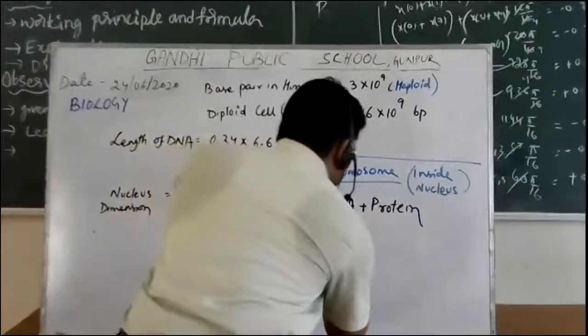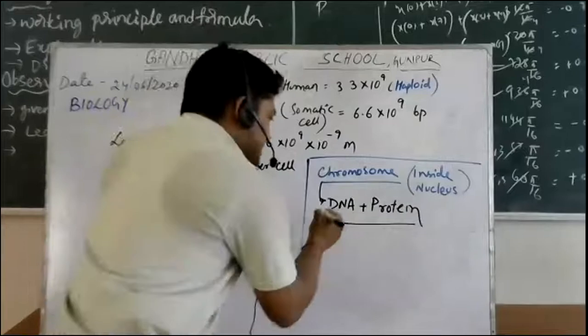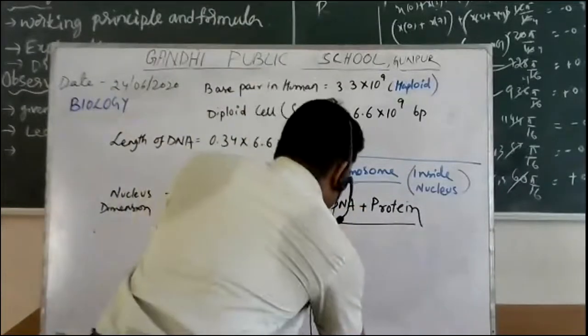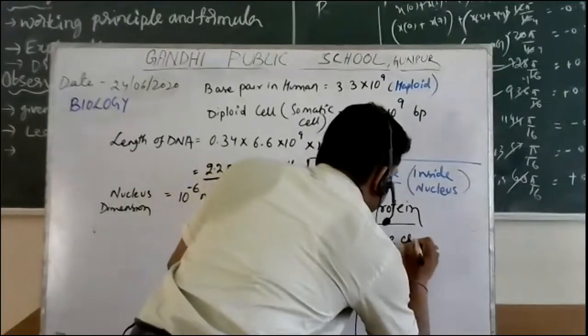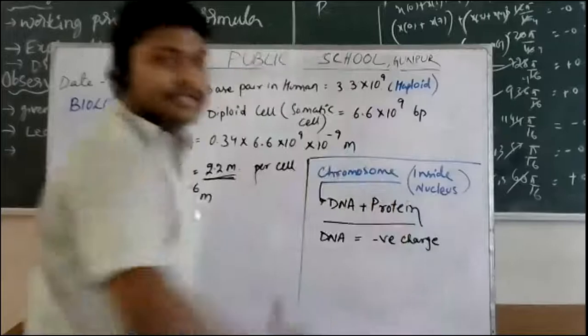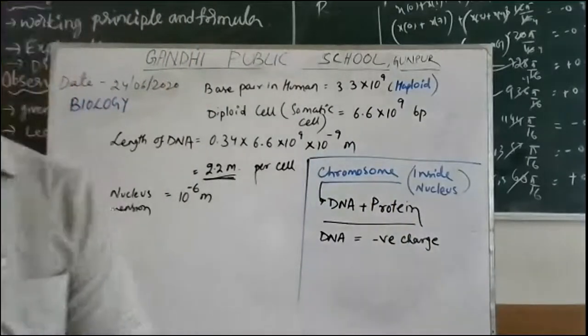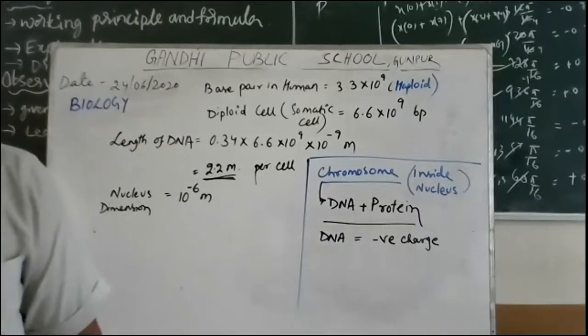Now, why are this DNA and protein associated? We'll understand that DNA is going to be negatively charged, right? So what is the overall charge on DNA? Negative. Can you tell me why there is a negative charge on the DNA? Because of the phosphate group.